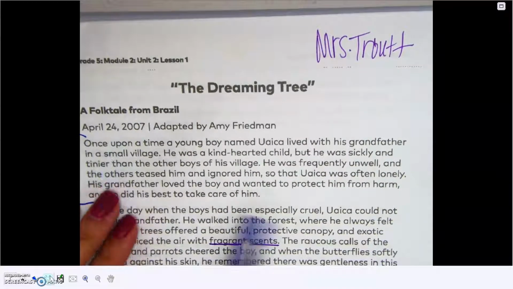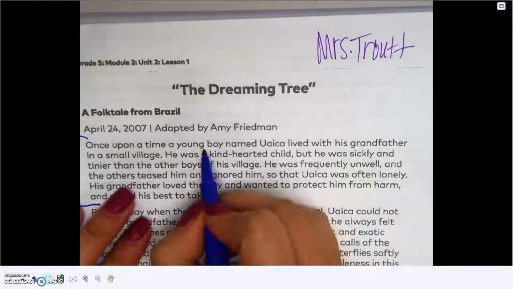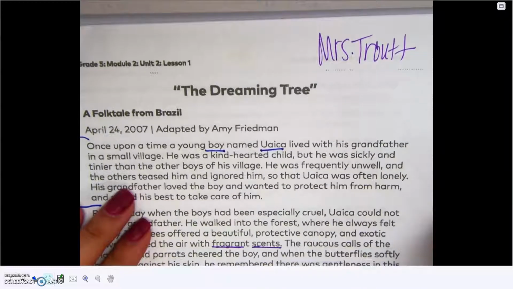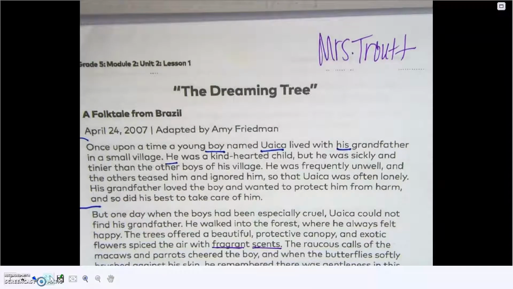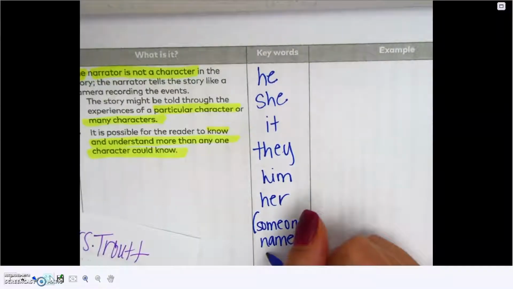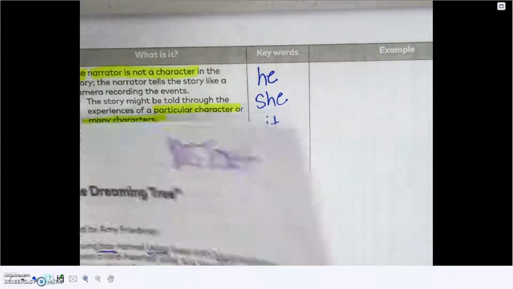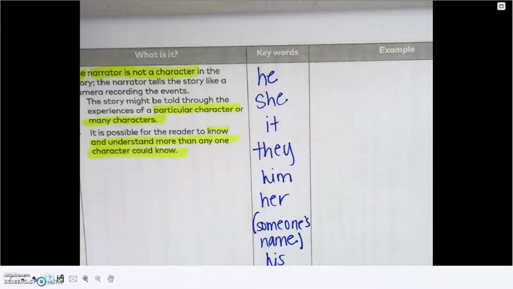And I noticed that the very first word has it. It's got young boy. It's got Uweka. It's got his grandfather. He was kind. So what I'm going to do is copy a couple of those sentences that prove that the Dreaming Tree is stated in third person point of view. You never said his. We can put his. You can add on. Okay, so that's a good point. So under the example, we're going to copy a couple sentences that prove that the Dreaming Tree was told from a third person point of view.